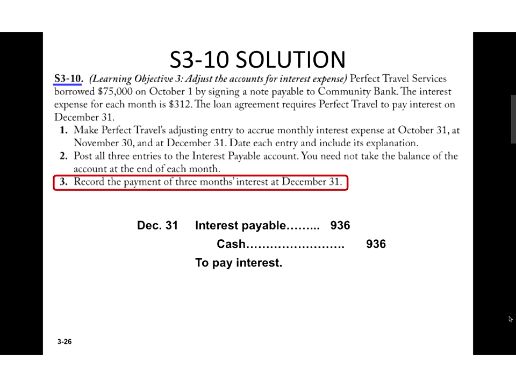The adjusting entry is debit interest expense and credit interest payable for $312. And that would be the same all 3 months. Debit interest expense, credit interest payable.